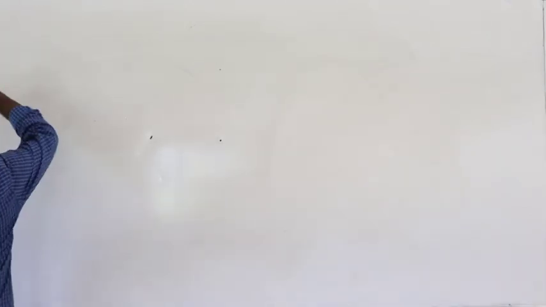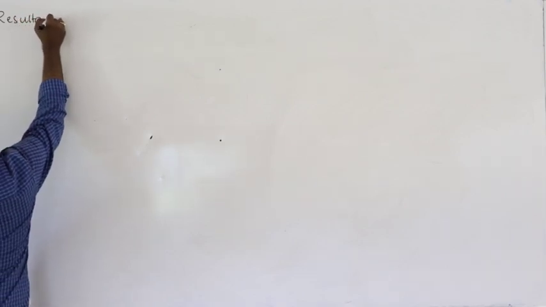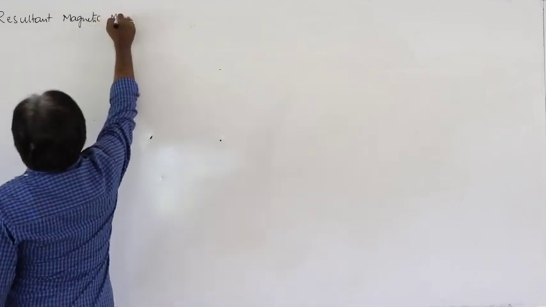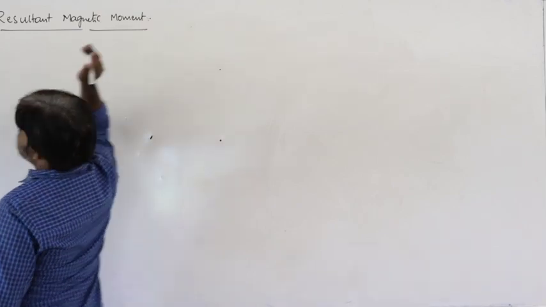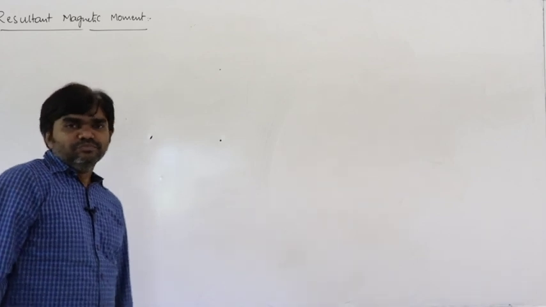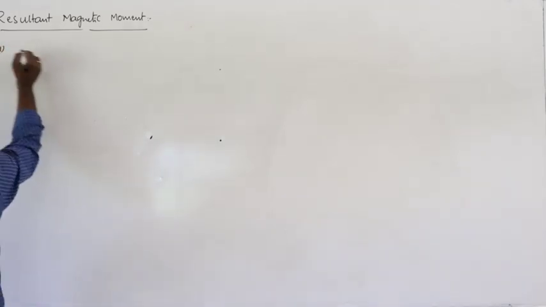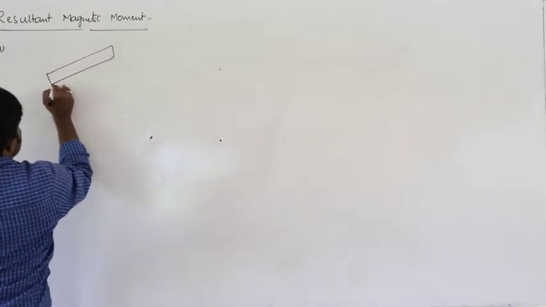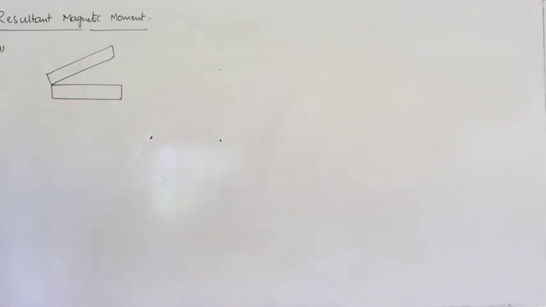Now, resultant magnetic moment. So how can we calculate the resultant magnetic moment in this? Let us say first case, for example, two magnets having magnetic moments M1 and M2. Let us say two magnets having different magnetic moments.